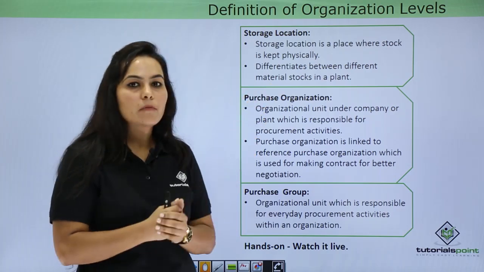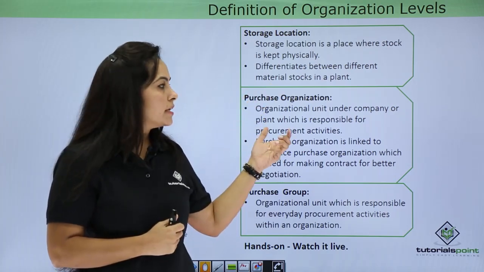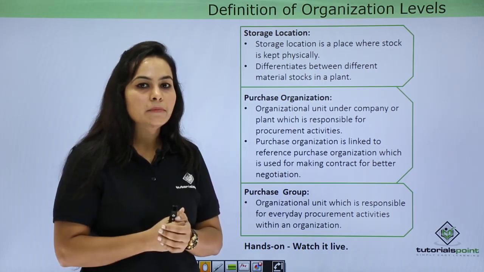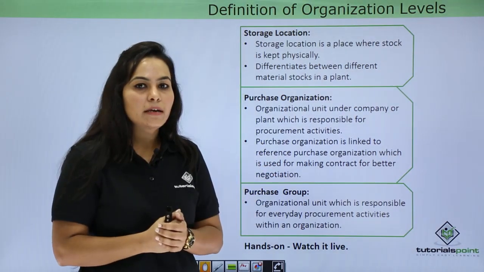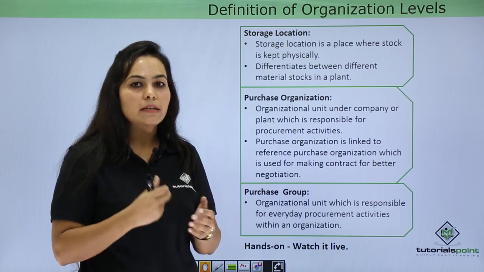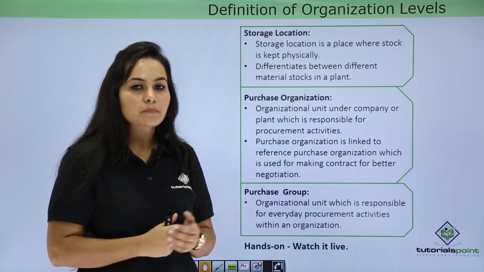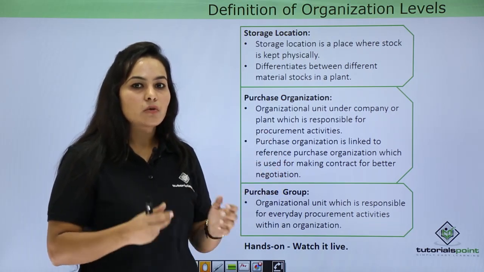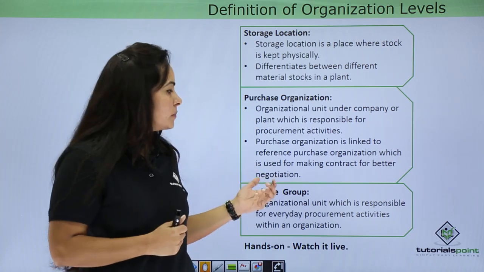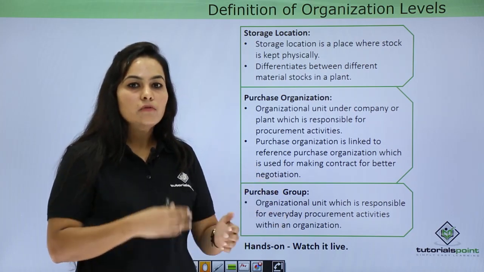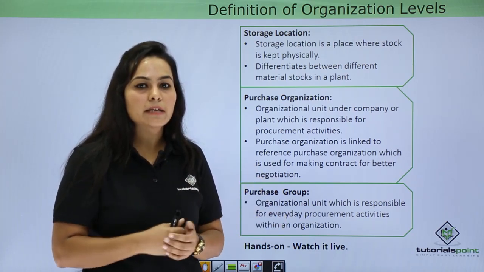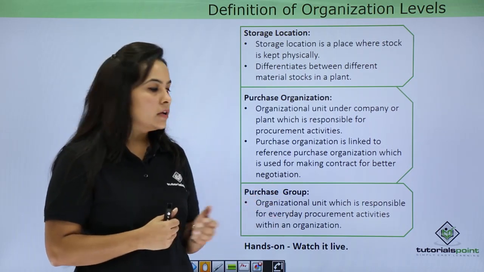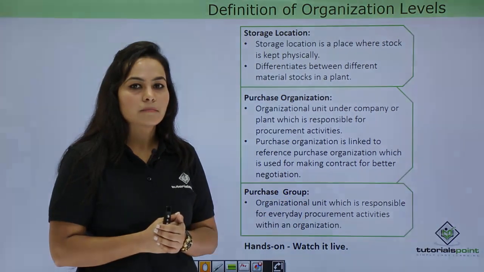After storage location you have purchase organization. This is the organization unit which is responsible for procurement activities that are dealing with vendors. Suppose I give you an example for that. Suppose you have 10 purchase organizations and they are buying a material from a single vendor. So you can club these requirements and map them to a reference purchase organization, so it will help in better negotiation. After purchase organization you have purchase group. If you are running a business, some activities might be required daily, like electricity and cleaning. So for these activities you have purchase group. So let's discuss all these topics practically.